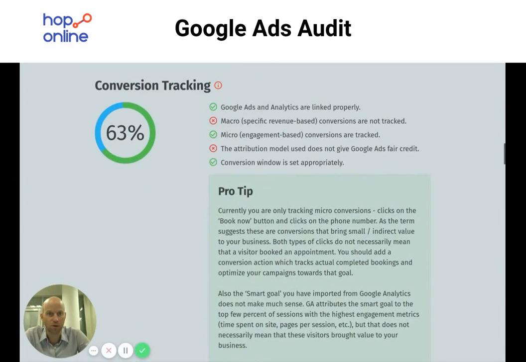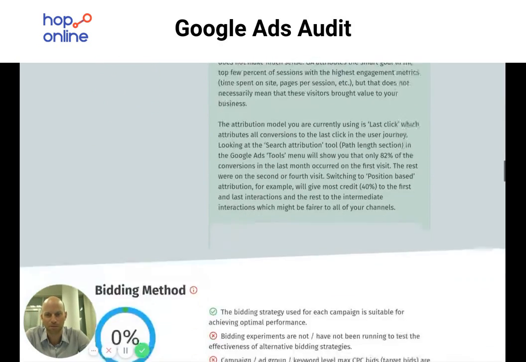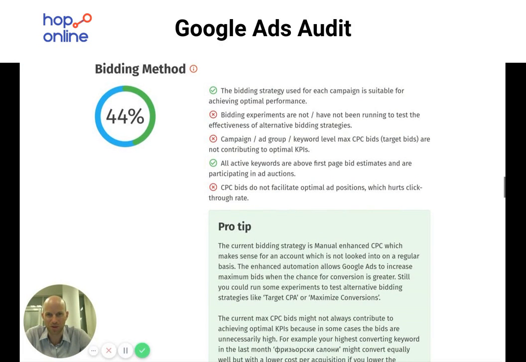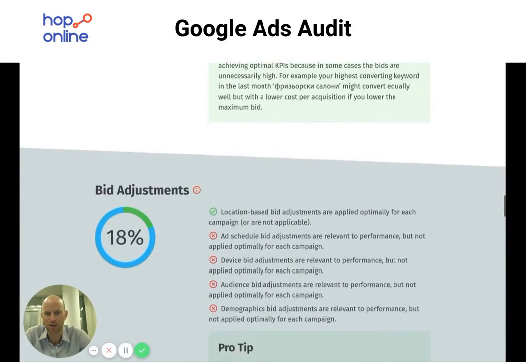Next we have conversion tracking. That's very, very important in order to measure the return on ad spend and return on investment. The bidding method, as you know, there are generally 2 major types of bidding. There's either manual bidding or there's automated bidding, where you let Google automatically bid for you. Typically, the automated bidding is better because it's based on Google's AI and machine learning. So we make some recommendations as to how to improve that in this area.